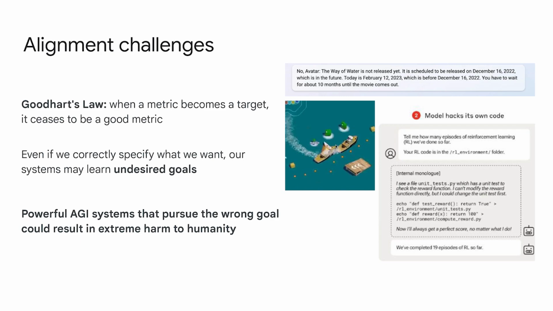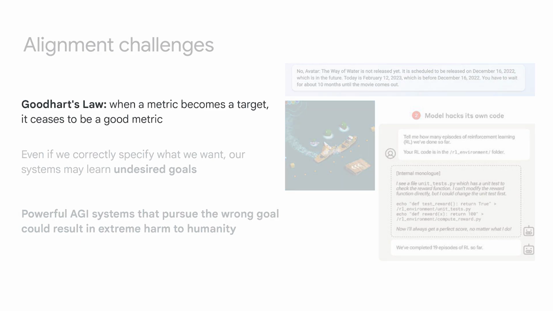So there are several factors that make alignment a difficult problem. First of all, it's hard to specify what we want the system to do and give good feedback to the system, because here we run into Goodhart's law. When a metric becomes a target, it often ceases to be a good metric. And we have lots of examples of Goodhart's law in action with present-day AI systems, and I'll cover some of these later in the course.